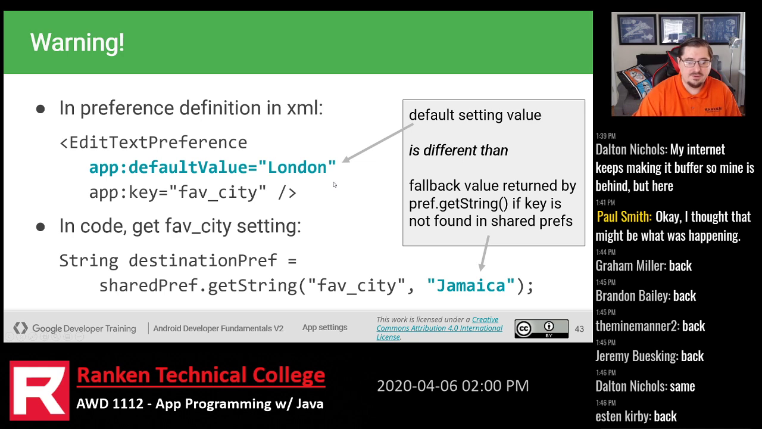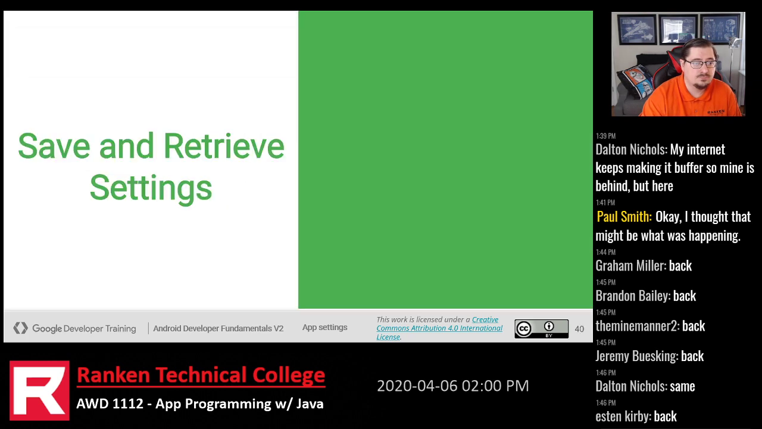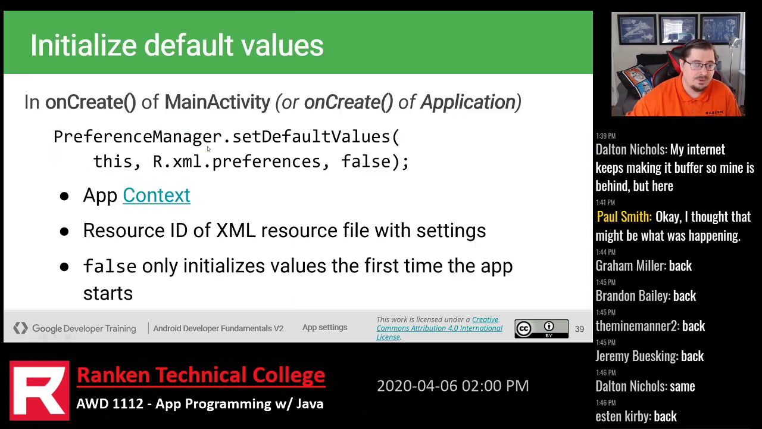The reason I needed to call that line earlier, setDefaultValues, this line right here, the reason I need to call that in onCreate when the application starts is that it's going to save London to the shared preference file. If I don't call that, then there's going to be no favorite setting.